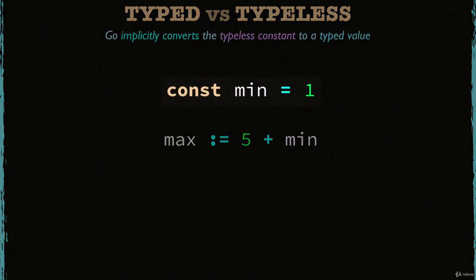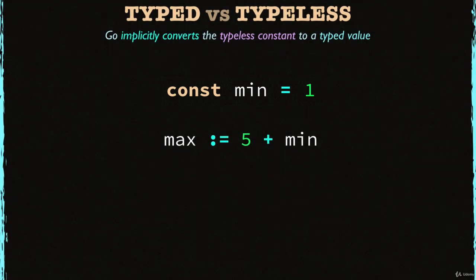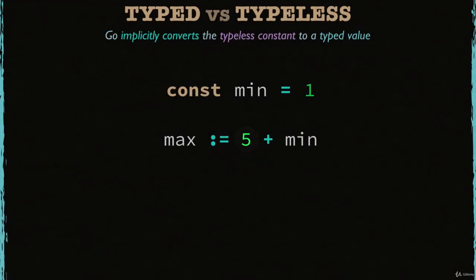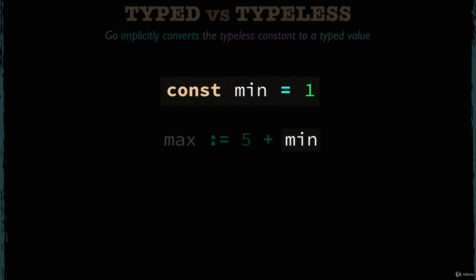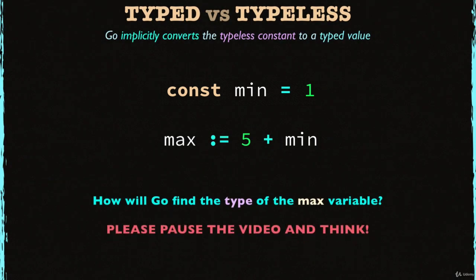Here is the same constant again, but without a type this time. As you can see, it's a typeless constant. And there is also the same variable declaration with the same expression, right? As you can see, there isn't any type information here. 5 is a typeless integer literal, and mean constant is also typeless. So how will Go find the type of the max variable?